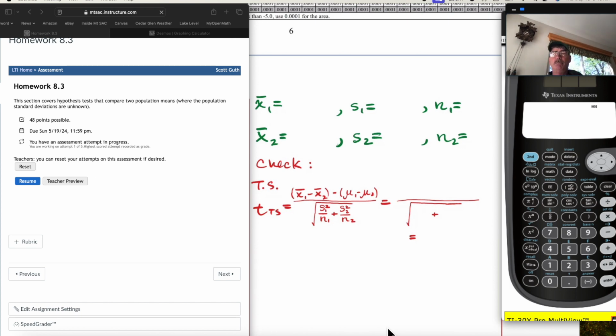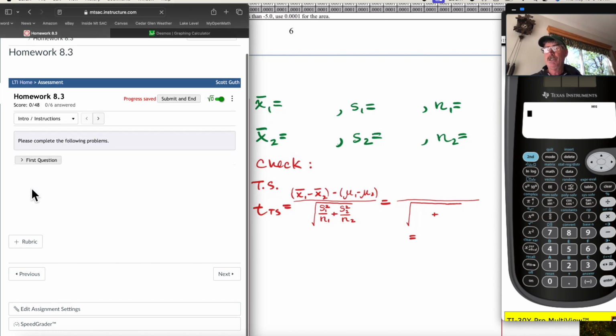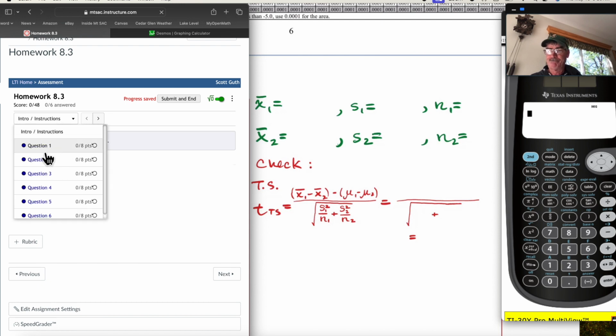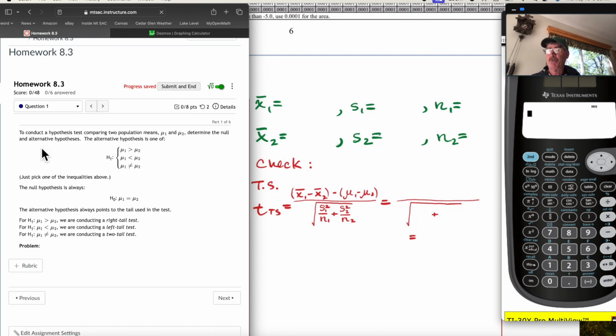Hey everybody, I'm going to go ahead and do a couple of homework problems from section 8.3. I've already picked a couple that I wanted to do. So I think we'll look at problem 1 first. Let's just jump right in, and I've done some of the prep work on this one.